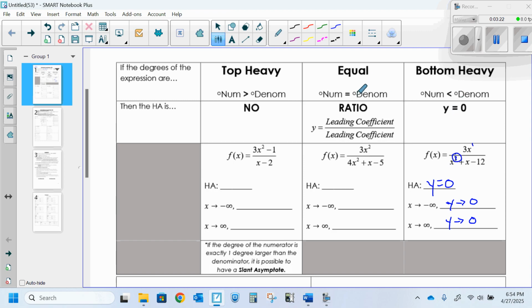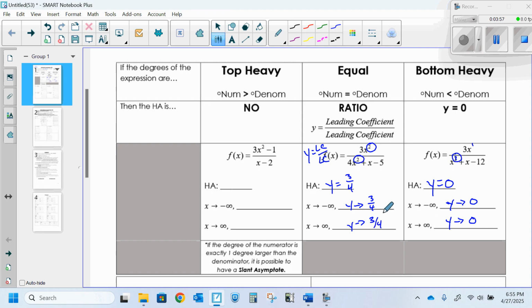If the degrees are the same, and this is very common, when the degrees are the same, your horizontal asymptote is y equals the leading coefficient over the leading coefficient. So I always say y equals LC over LC. So the leading coefficient here is 3/4. So this horizontal line, y equals 3/4. And when we graph these, it'll be dotted, just like our vertical asymptotes were. And so the ends of our graph go towards 3/4. The y values will approach 3/4.